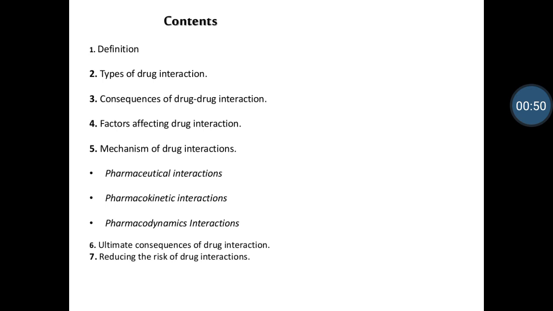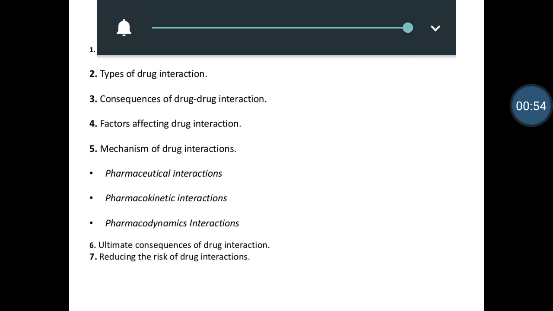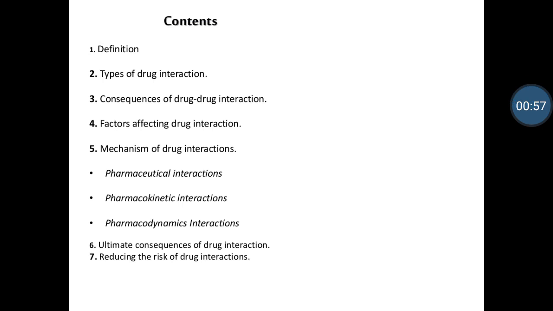that is known as drug interactions. They contain different parts: definition of drug interactions, types of drug interaction, consequences of drug interaction in terms of pharmacokinetics and pharmacodynamics, factors affecting drug interactions, what factors are responsible for that, then mechanism of drug interaction, named as pharmaceutical interactions, pharmacokinetic interactions and pharmacodynamic interactions, ultimate consequences of drug interactions, and reducing the risk of interaction, meaning how can we reduce the drug interaction when we are taking multiple drug therapy.